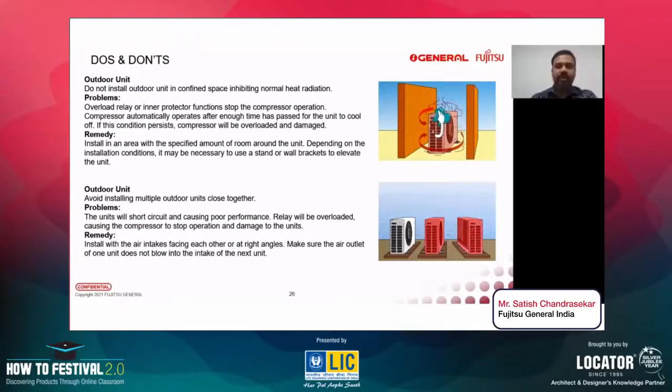So if we need to install multiple outdoor units, there is an example where you can place them in an L shape, perpendicular to each other. In that case, this will not happen even if it is a closed space. If there is enough space for the outdoor units to be placed, then they can be spaced a little farther apart so that the air from one outdoor unit is not taken into the other outdoor unit. So if they are placed at right angles, it is better.